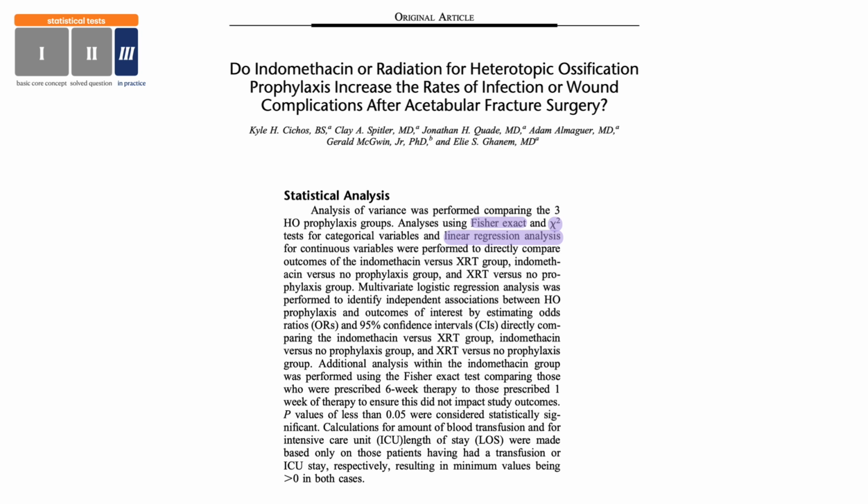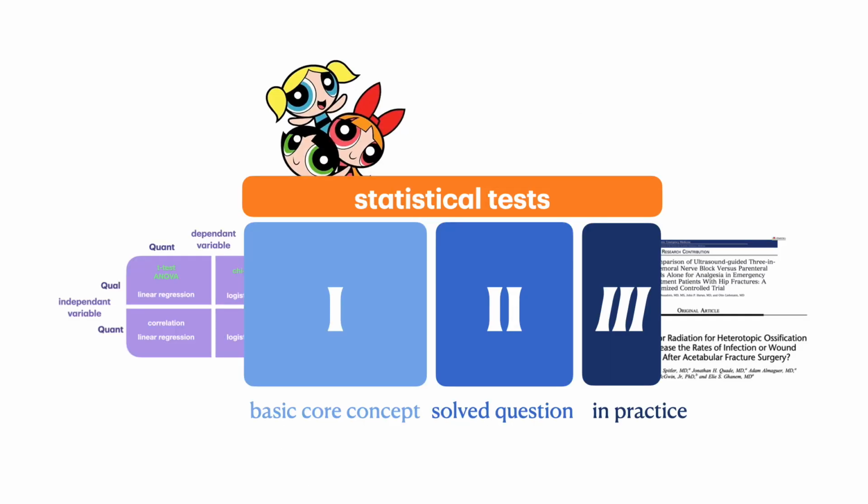Here's another study that looks at the use of indomethacin or radiation for heterotopic ossification, some ortho stuff here. And again, it's the same thing. You'll find in the methods section, in the statistical analysis portion, what statistical test they're going to use. So honestly, you'll see statistical tests everywhere you go, and it's a very integral part of the scientific process. So it's something that you will see throughout your research. And yeah, that's pretty much it.